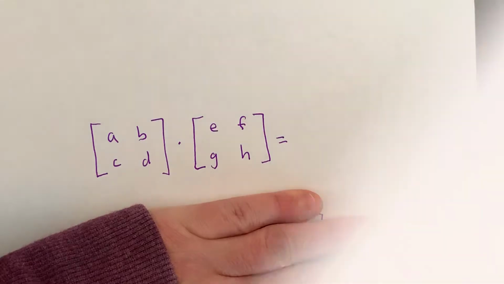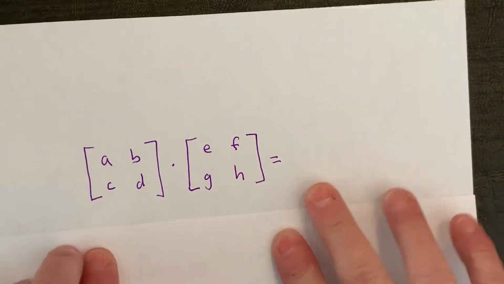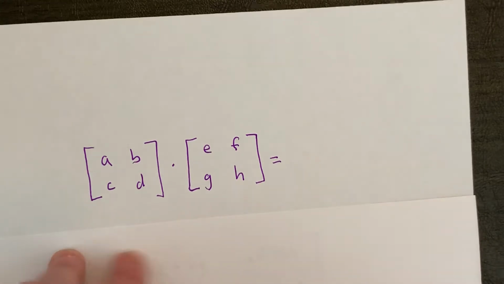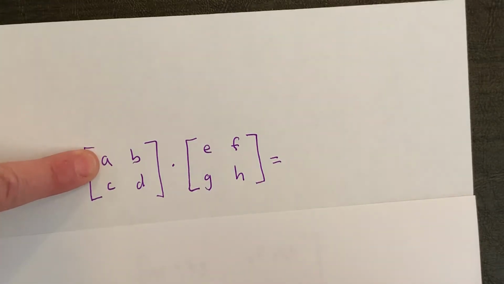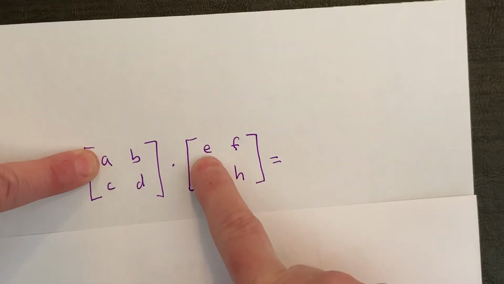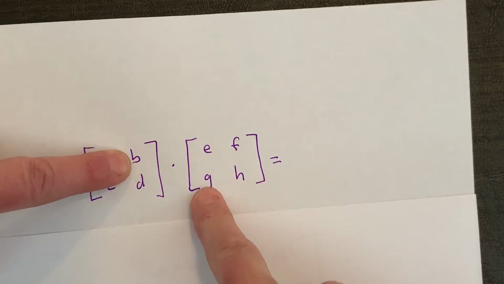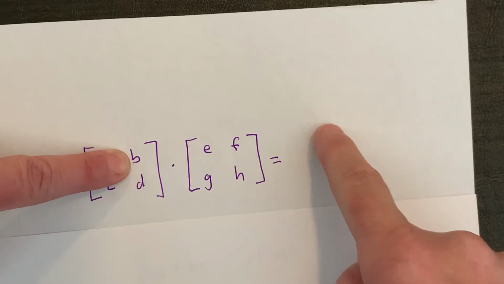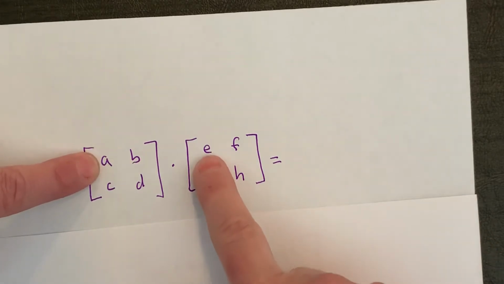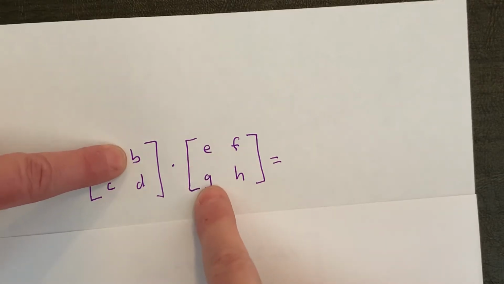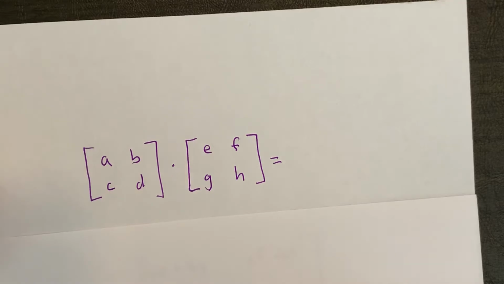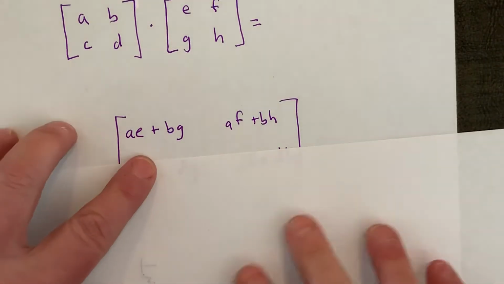And the way that this is going to work out is that I'm going to end up with a 2 by 2 matrix in this case, but I'm going to take the first element in the first row. I'm going to multiply it by the first element in the first column of the next matrix. And then I'm going to add that to the second element of the first row of matrix 1 times the second element of the first column of matrix 2. So the thing that's going to go right here in the product is going to be A times E plus B times G.